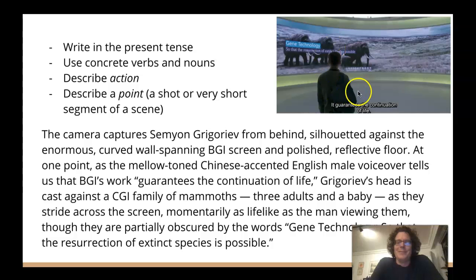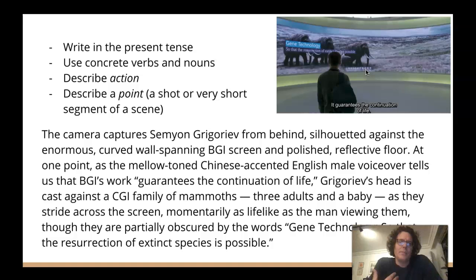I kind of love this little image now that I'm thinking about it. 3 adults and a baby. As they stride across the stream, momentarily as lifelike as the man viewing them, though they are partially obscured by the words, gene technology, so that the resurrection of extinct species is possible. So this is my description of this scene. There's other stuff you could pay attention to. You could describe it in many other ways.